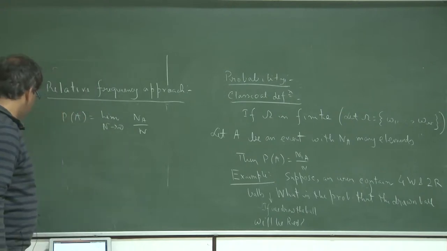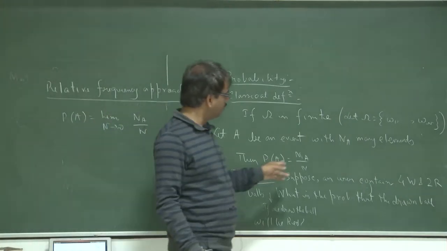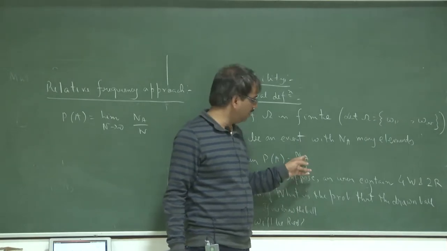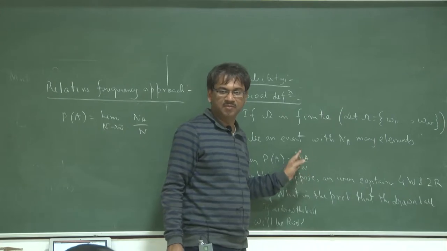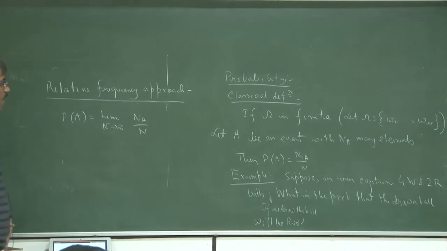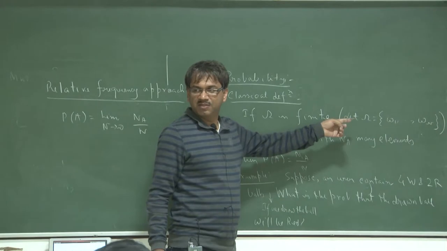So probability is a number lying between 0 and 1, since Na is less than or equal to capital N and Na is greater than or equal to 0. Probability gives you a number lying between 0 and 1, and A is a set from the sample space omega.